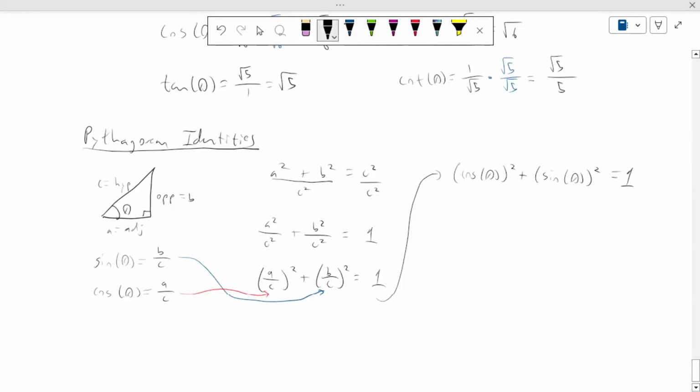Any questions on that? Oh, I haven't written down the Pythagorean identities yet. I'm just doing my justification first. Yeah, I'll write down the Pythagorean identities in just a second.